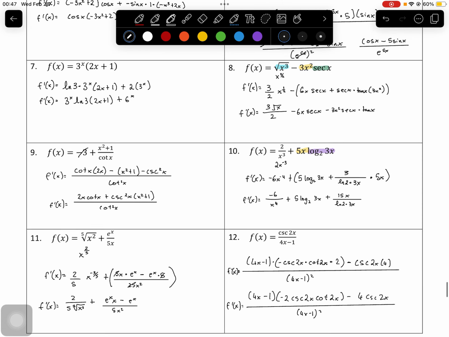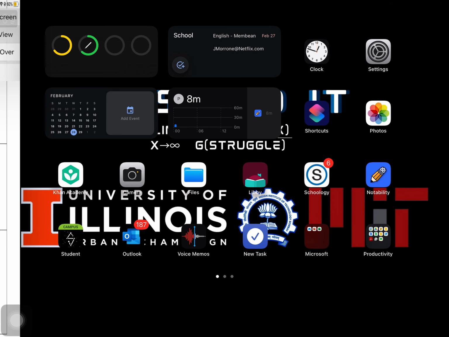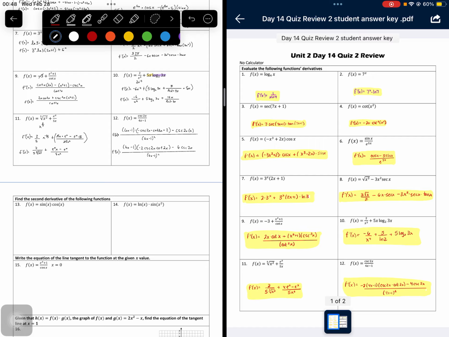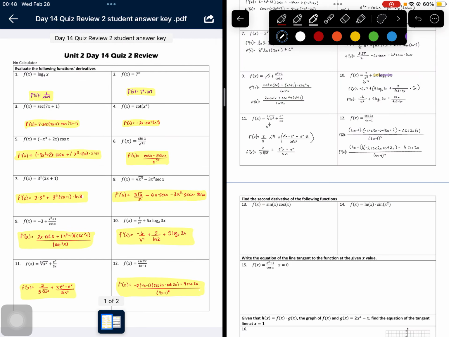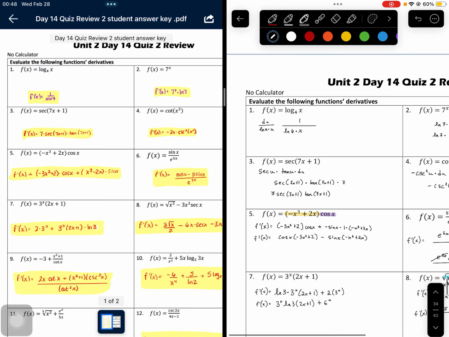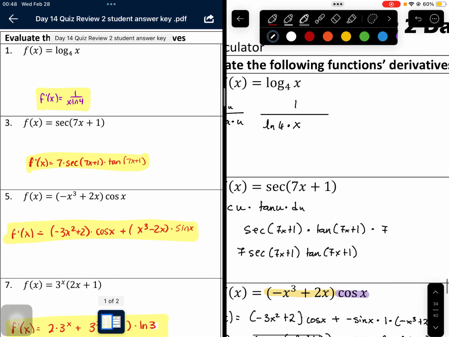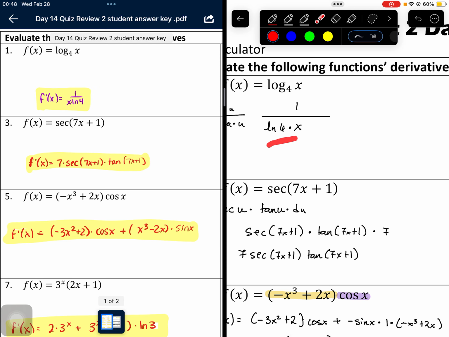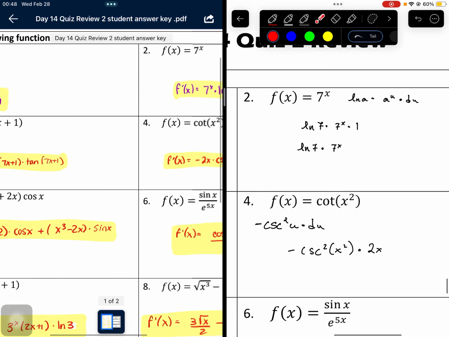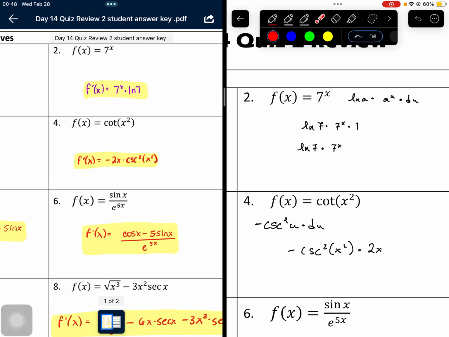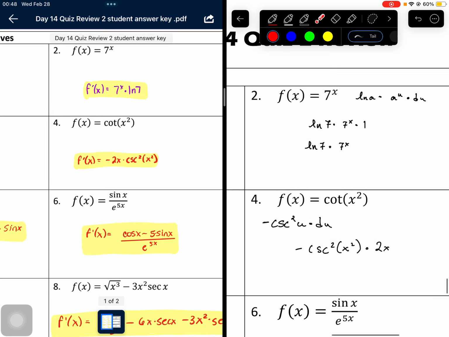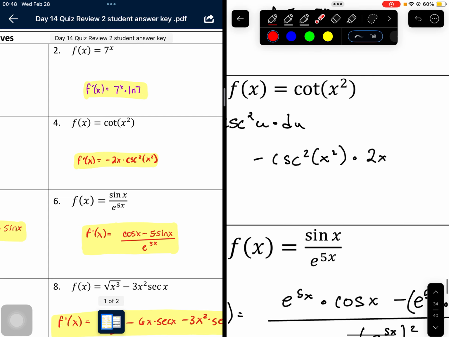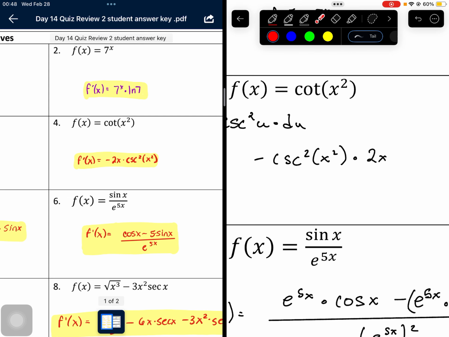Now let's compare. I have it ready. Let me just pull it up. Okay, let's see how we did. So, we always got the first one correct. Having that x there really shouldn't matter. Number 2, yeah, 7x times the natural log of 7. Perfect. Let's just take a look at the bottom one since we're already here. Times 2x, perfect. That's fine. I really don't think the order should matter.